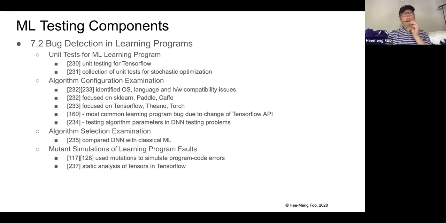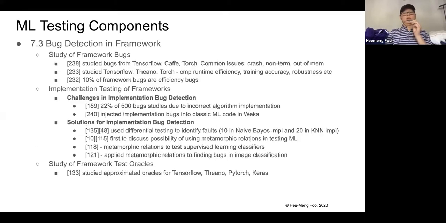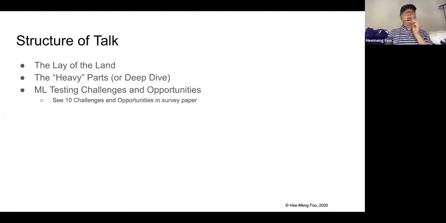Bug detection in learning programs. So unit tests, everybody's familiar with unit tests. Algorithm selection, examination, mutant simulation, program faults. I'm not going to go into that. So bug detection of frameworks. So standard frameworks like TensorFlow, PyTorch, and so on. They have also studied them and looked at the number of bugs and issues, and also implementation testing of frameworks.